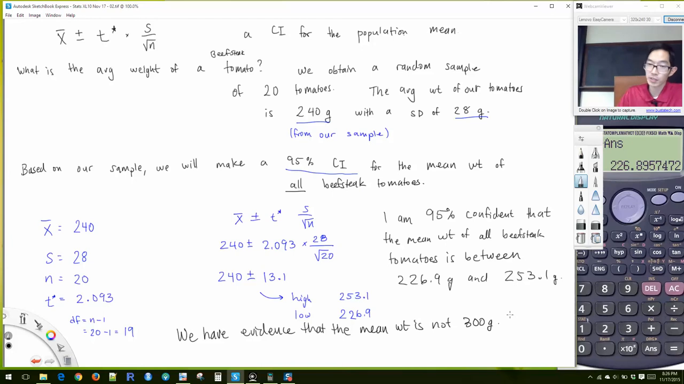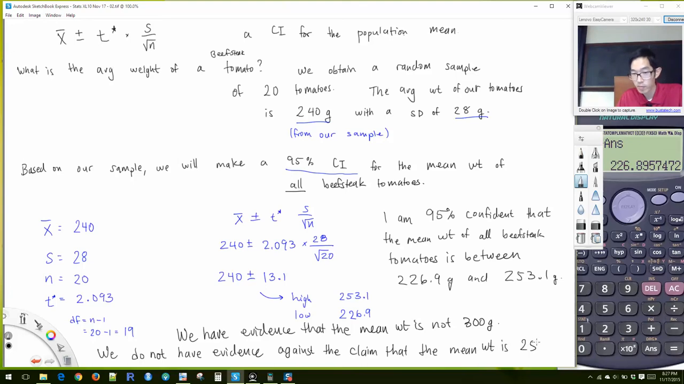Okay. But if someone else says, I think the average weight is 250 grams, what would you say? You'd say, maybe, right? You'd say, I can't dispute that. So we would have to say, we do not have evidence. So we don't say we have evidence that it is 250 grams. We just say 250 is in our interval, so it's plausible, okay? So we have the double negative here going on: we do not have evidence against the claim that the mean weight is 250. So 250 grams is possible. Our data does not prove that it's 250 grams, but 250 grams is possible.